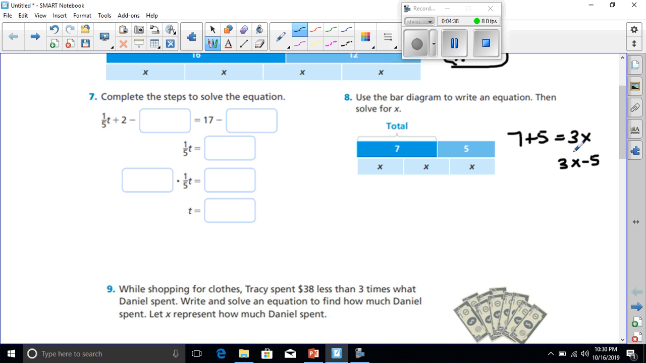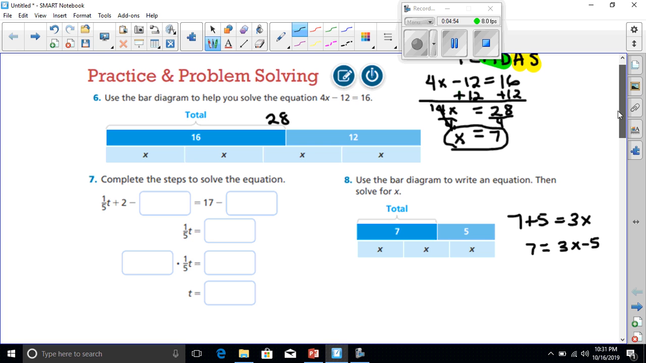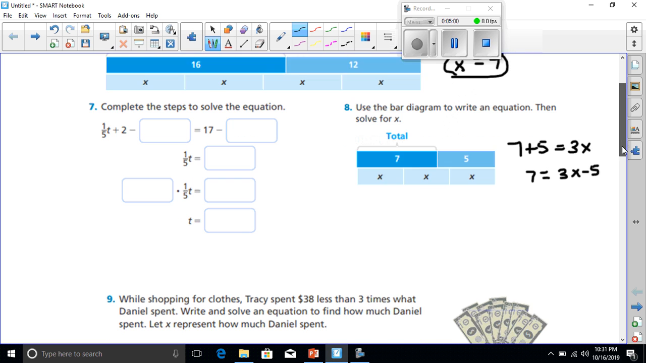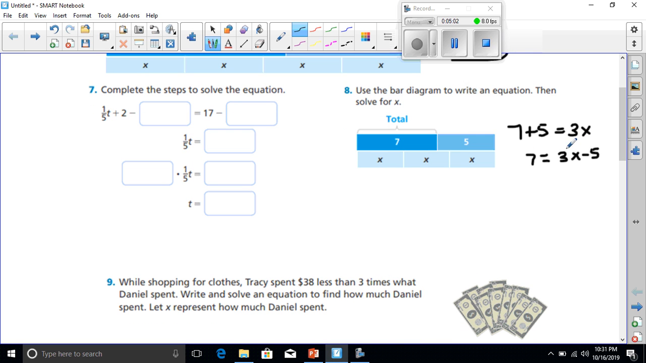Okay? And I would put that it was equal to 7. Just like we had up here, 16 was equal to 12 plus 4x. Now we have 16 was equal to 4x minus 12, and over here we have 7 is equal to 3x minus 5. Now, then they want us to solve it.